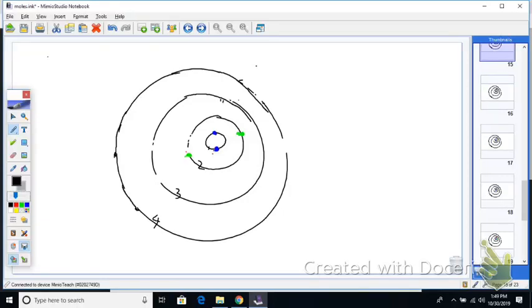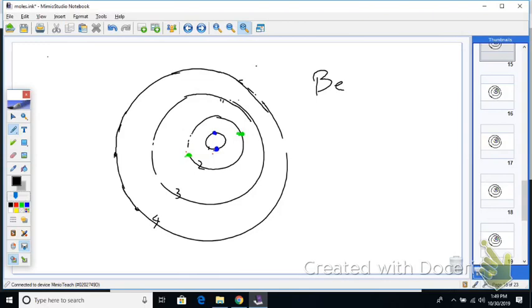Okay, so there's 4 electrons there, right? And so what element would that be? What does that describe? What element does that describe? So what has 4 electrons? Beryllium, right? Okay. So we got beryllium.